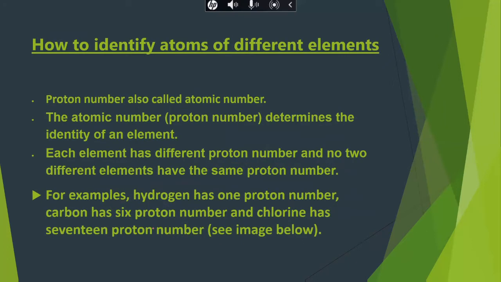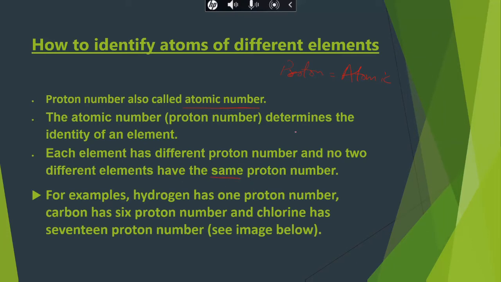Now, how to identify atoms of different elements? The proton number is also called the atomic number. In the periodic table, all elements are arranged according to their increasing atomic number. Atomic number is also called proton number. So atomic number, proton number, determines the identity of an element, just like a class roll number. Each element has a different proton number, and no two different elements have the same proton number.